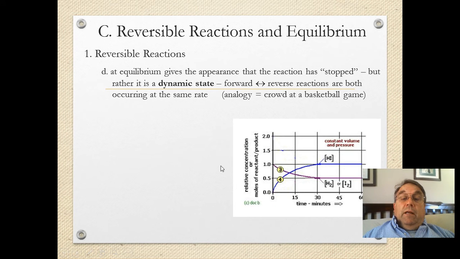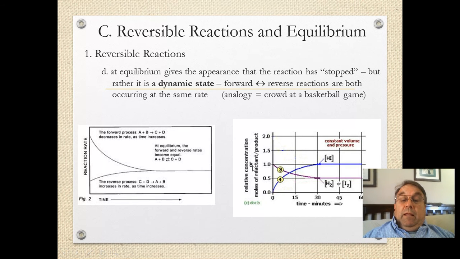So here's another equilibrium. It's the equilibrium between hydrogen and iodine to produce hydrogen iodide. So we start with equal concentrations of these two, and we actually have numbers here, 1 mole. And here we have no hydrogen iodide, so this is the product. So as the reactants diminish, the products increase. And here again, the forward reaction is favored. There's more product than reactants at equilibrium.